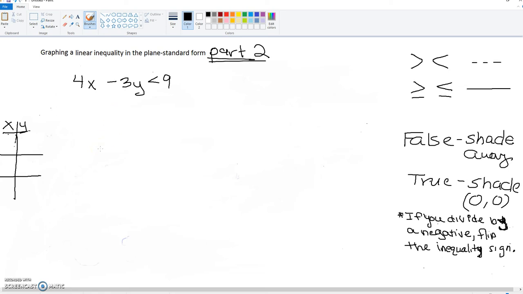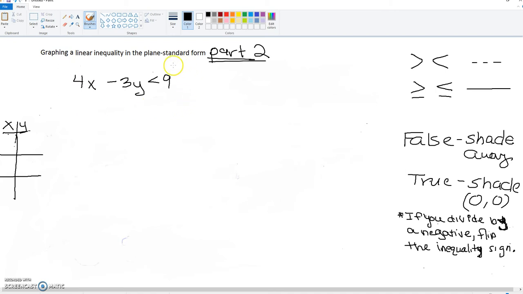Graphing a linear inequality in a plane. Standard form, part 2. I did want to make sure that we went over the whole dividing by a negative and flipping the inequality sign. We briefly talked about it in the last video, but I wanted to make sure that you understood what that actually meant. And so I was able to find an example where that actually happened.